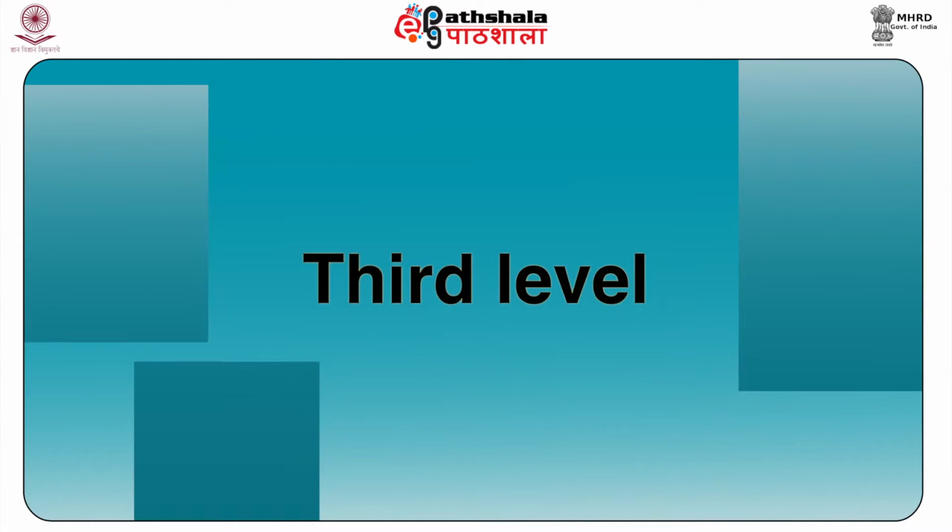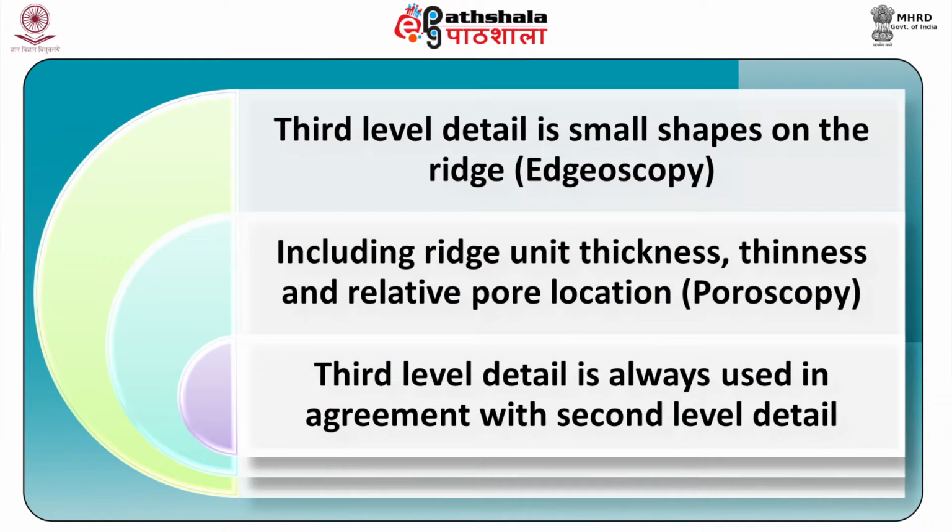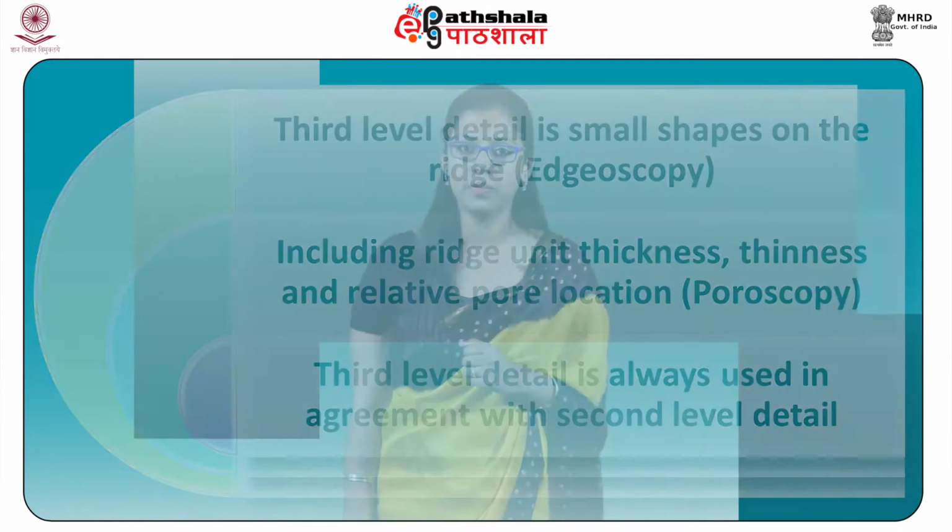Next is the third level. Third level detail is small shapes on the ridges, that is edgeoscopy, including the ridge unit thickness, thinness and relative pore location, that is poroscopy. Third level detail is always used in agreement with second level.